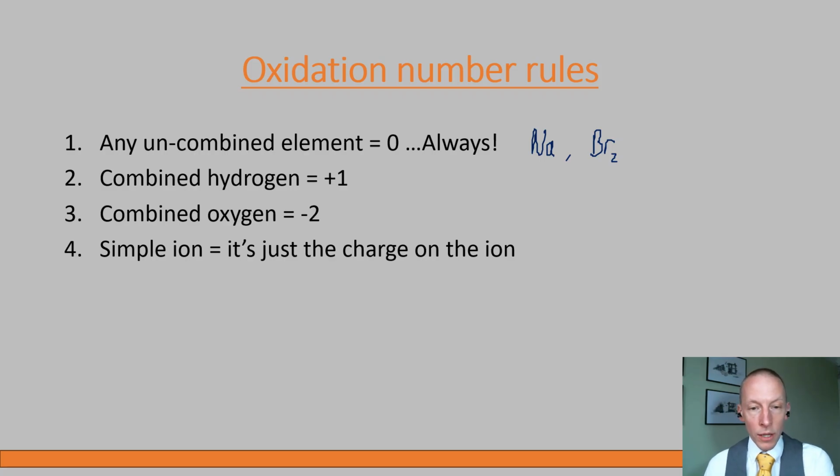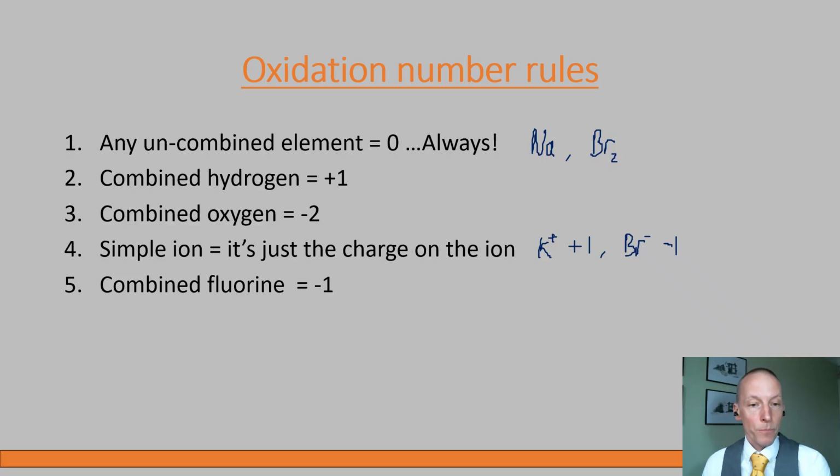Now, with a simple ion, that's just the charge on the ion. So potassium, we know that forms a +1 charged ion because it's in group 1. So we would say that the oxidation state of that potassium ion is +1. Same with bromide, Br-. That has an oxidation state of -1 because the charge on the ion is -1. When fluorine is combined, that has an oxidation state of -1. That's because it is the most electronegative element, so it forms that -1 charged ion.